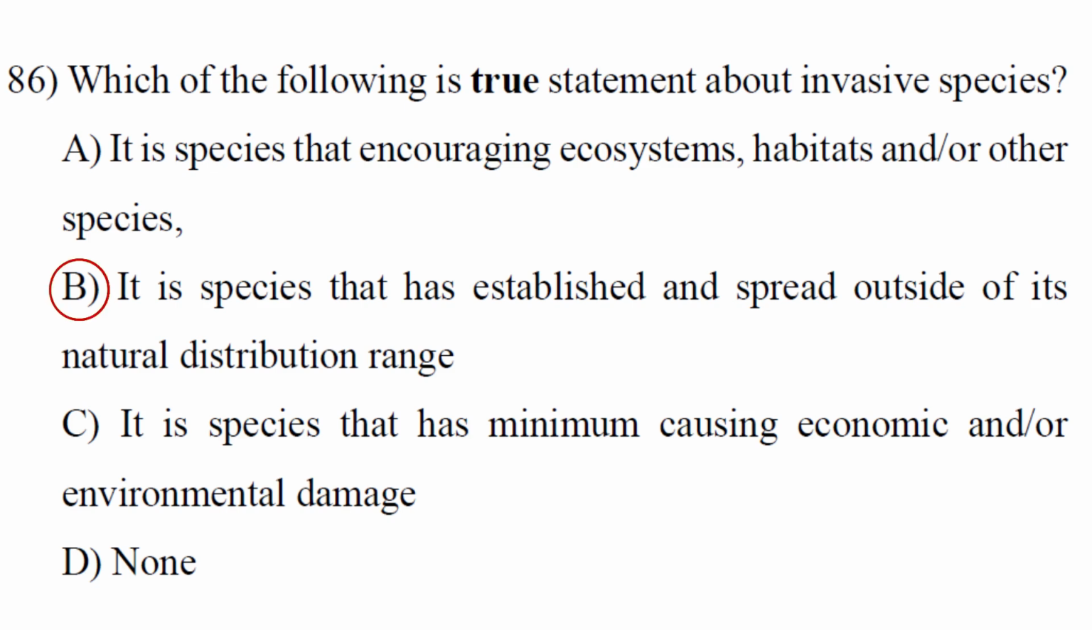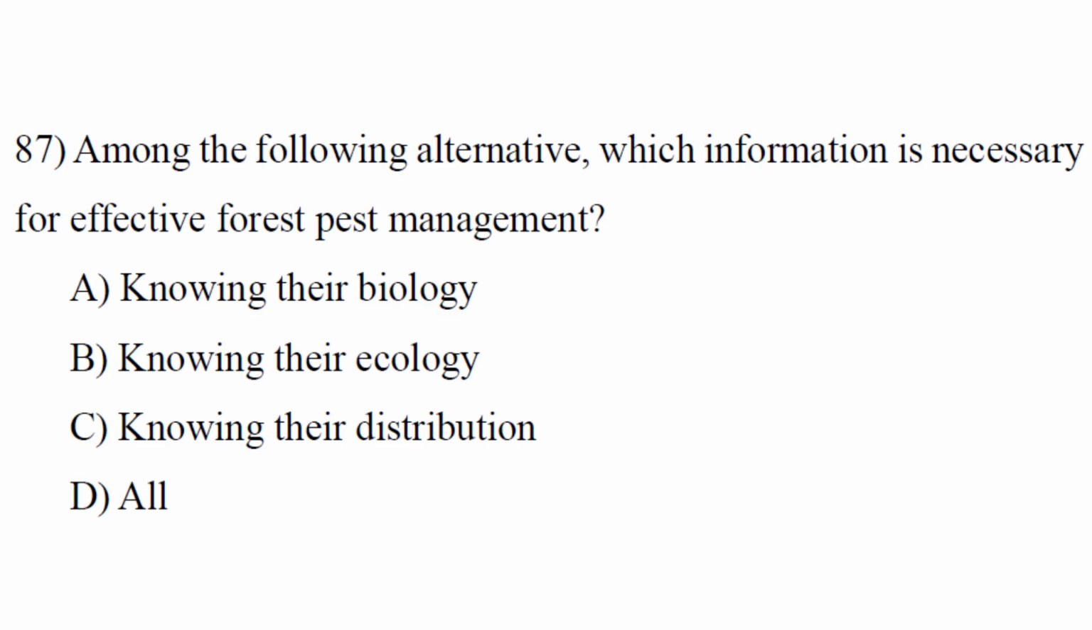Answer, B. It is species that has established and spread outside of its natural distribution range. 87. Among the following alternative, which information is necessary for effective forest pest management? A. Knowing their biology. B. Knowing their ecology. C. Knowing their distribution. D. All.